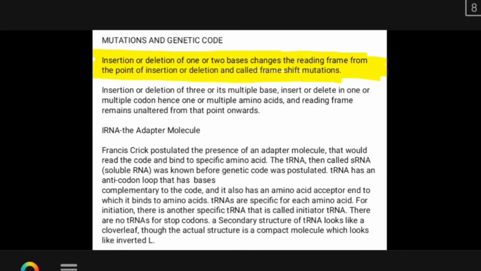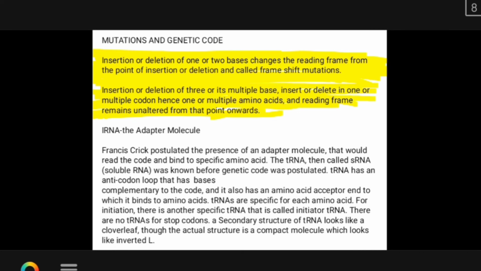Insertion or deletion of three bases or its multiples results in one or multiple codons, hence one or multiple amino acids, and the reading frame remains unaltered. Because we know that a codon is made up of three different bases, that is, it is a triplet, so when we add three bases, there is no change. The reading frame remains the same, but when we add one or two bases, it does change the reading frame, and it's called frame shift mutation.